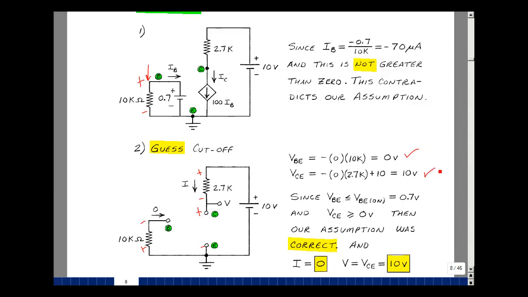Our assumption is correct. Now we can solve for I, which is going to be 0, and V is the voltage across the collector emitter, which is 10 volts. And this is supplemental problem 3.7.